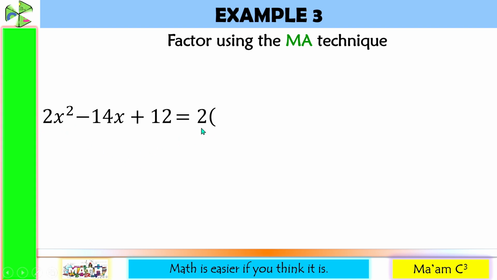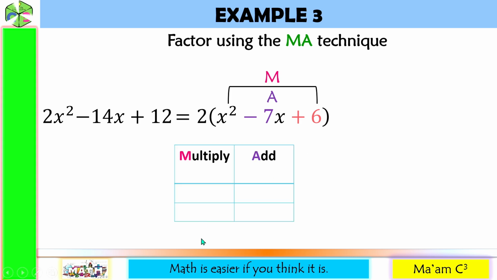2x squared divided by 2 is x squared. Negative 14x divided by 2 is negative 7x. Positive 12 divided by 2 is positive 6. This is my GCF, and this is the remaining factor, which is a trinomial, where a is equal to 1. Next is to determine the factors of this trinomial. Let me put my M and A here, and then here is my table. In multiply, I'm going to write positive 6, and in add, I'm going to write negative 7.